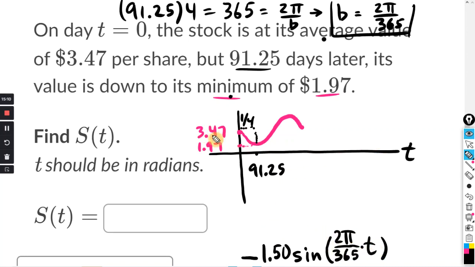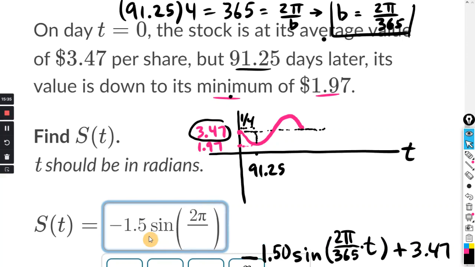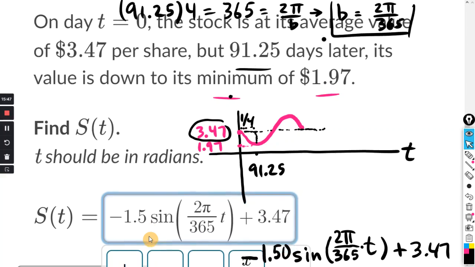Now the midline is easy. That is the line right down the center of the graph. All right, and that's clearly at 3.47. So that just goes on the end. All right, so we have negative 1.5 sine, parentheses. I'm going to type 2 pi slash 365. Hit the right arrow key, times t. Hit the right arrow key, outside parentheses, plus 3.47. All right, make sure you use t and not x.